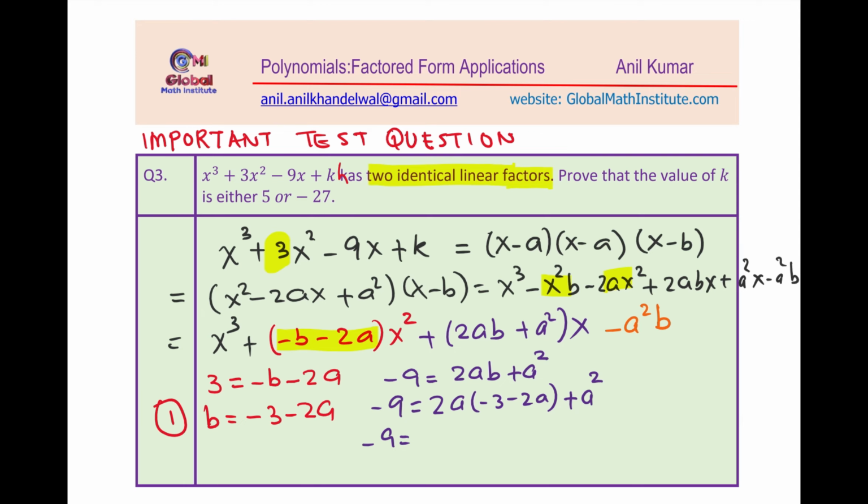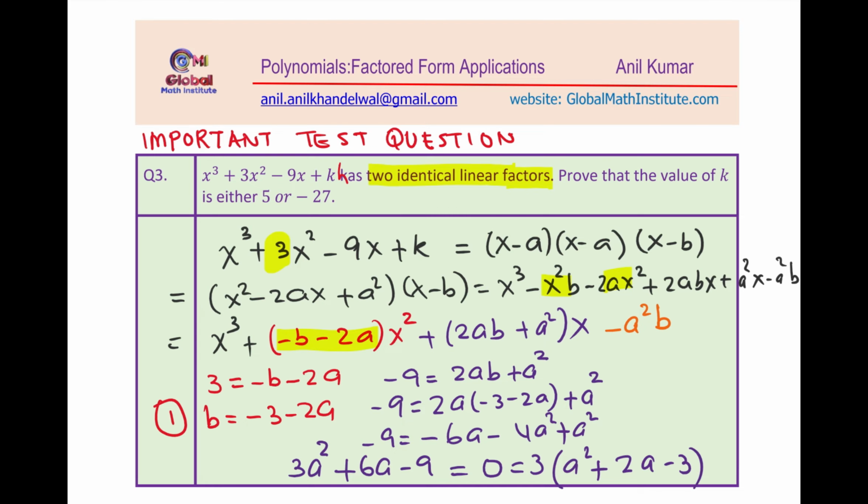We have minus 9 equals to minus 6a, and that becomes minus 4a square plus a square. Bringing all these terms to the left hand side, minus 4a square plus a square gives you minus 3a square. So that gives you 3a square here. And 6a becomes plus 6a minus 9. So equal to 0. Now you can take 3 common, right? So this is equals to 3 times a square plus 2 times a minus 3. And this can be factored.